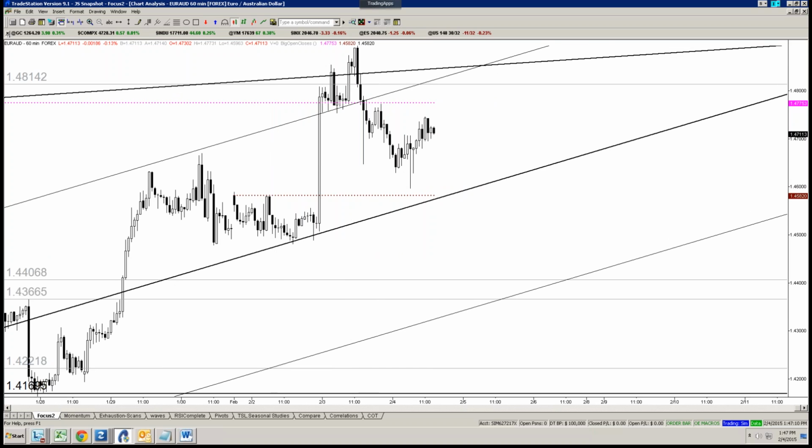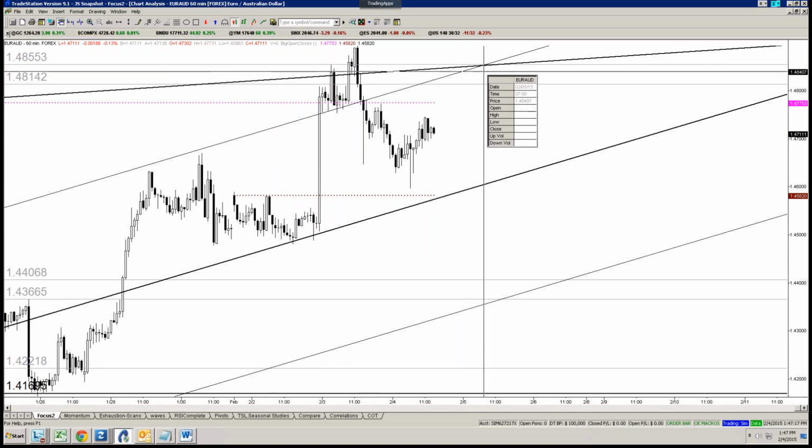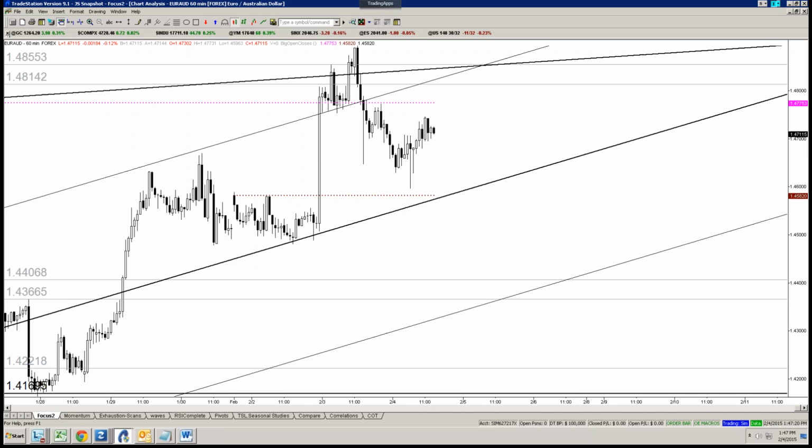So it might be worth considering looking at Aussie. We have an intersection up here around NFP at 48.55.